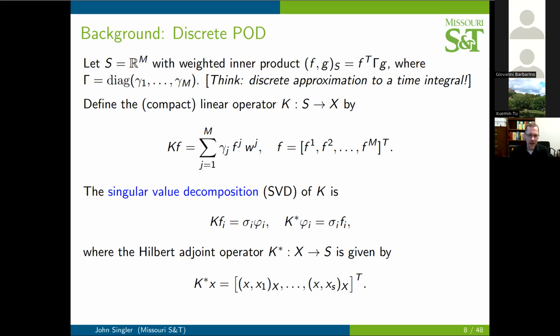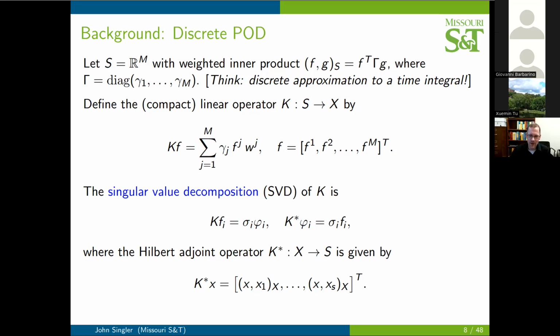So then we have the linear operator defined there. K takes an actual real vector and maps it into this Hilbert space. It's a linear combination of the snapshot data multiplied by the weights and the components of this vector.